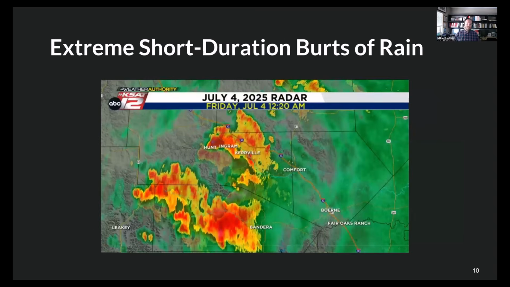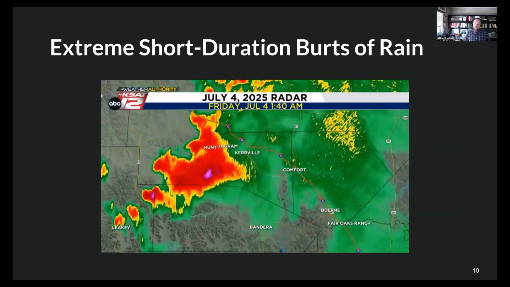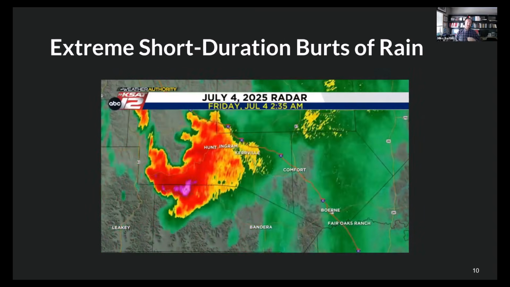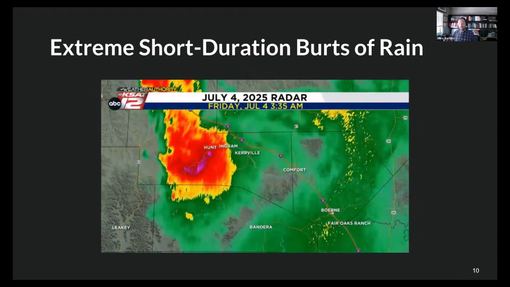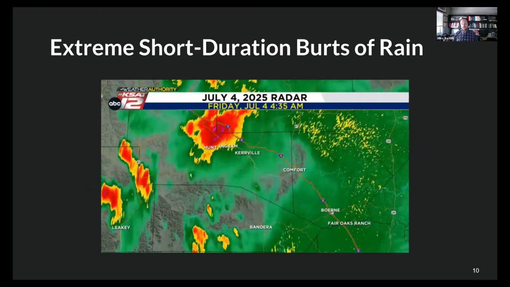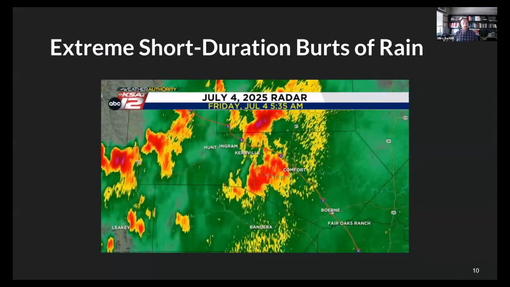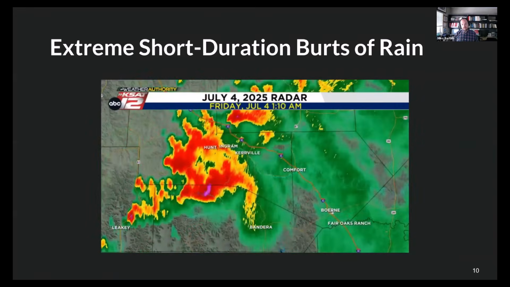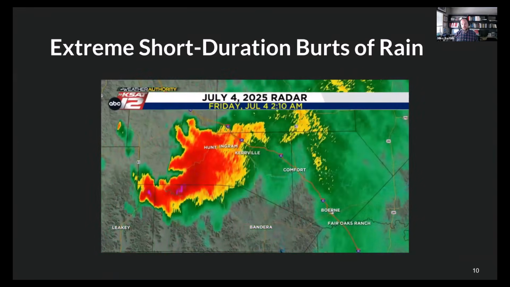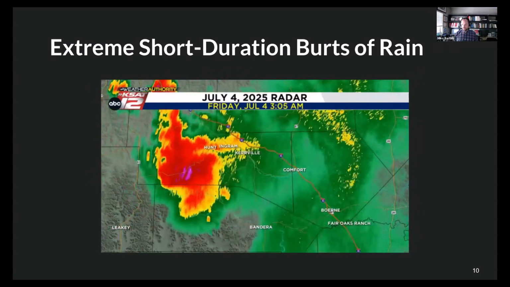I'll just give you a few examples. Really good example from last year. I give this presentation. This just happened again, but thankfully not to the same extent. It was the incredible amount of precipitation that fell in the Texas Hill Country over the July 4th holiday in 2025.